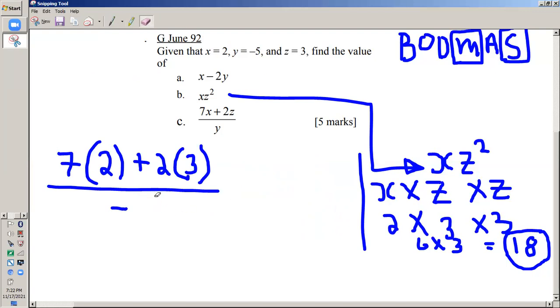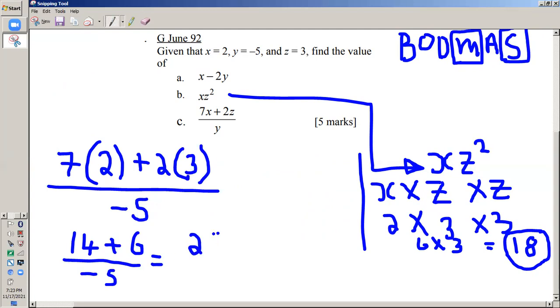Yes, sir. I'm just replacing. I'm not doing any maths right there, I'm just replacing the letters. By the way, I could have said 7 times 2, but let's decide to use the brackets this time. So 7 2s is 14, and 2 3s is 6. So we get 20 over -5. What's 20 divided by -5? -4.